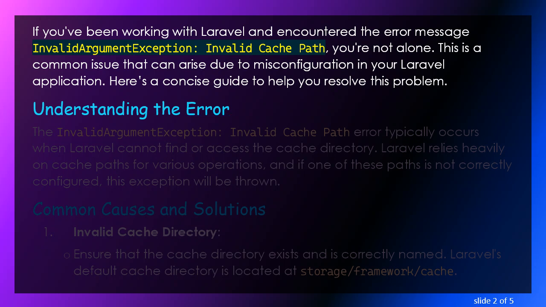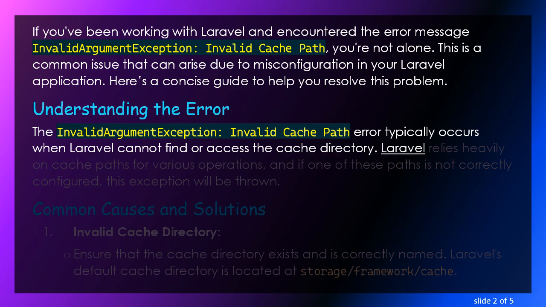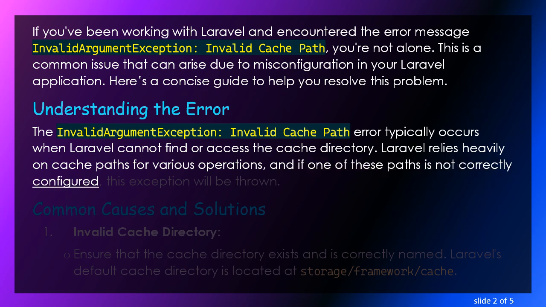Understanding the error. The invalid argument exception, invalid cache path error typically occurs when Laravel cannot find or access the cache directory. Laravel relies heavily on cache paths for various operations, and if one of these paths is not correctly configured, this exception will be thrown.